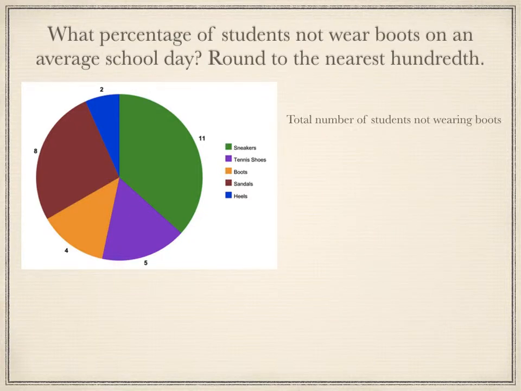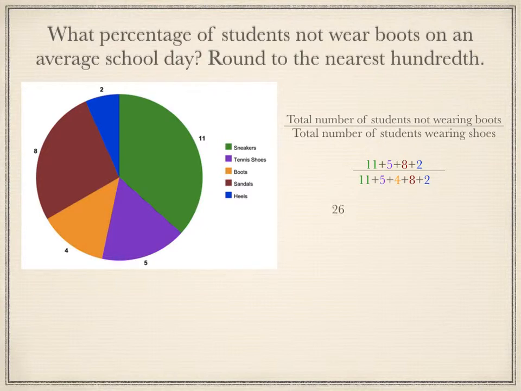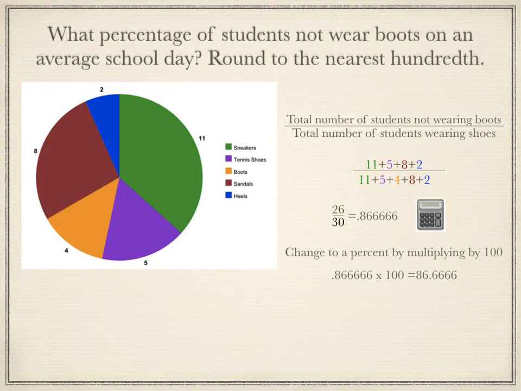So what percentage of students are not wearing boots on an average day of school? Total number of students not wearing boots over total number of students wearing shoes. Here I just took everything but the students wearing boots over the total number of shoes. So we get 26 students over 30. Use our calculator. Change to percent by multiplying by 100. Round to the nearest hundredth, and we go ahead and round up, so we get 86 and 67 hundredths percent.